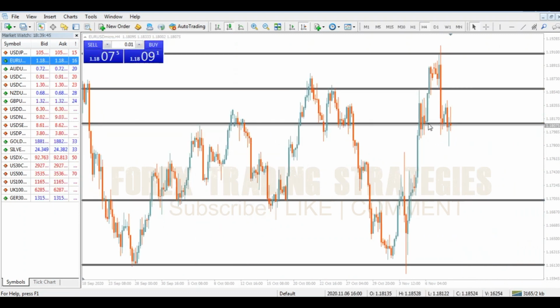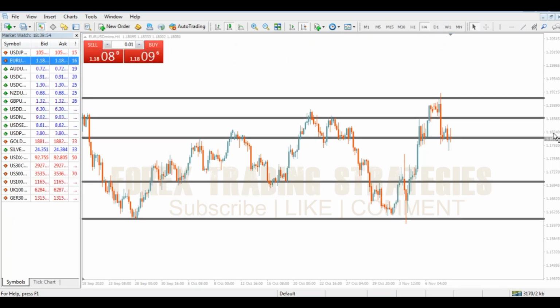And currently it's playing on the same level. It's doing its thing on the same level. This is the 10th of November 2020. Price from here, it again went to this level, our last level from previously, and now it's going down.